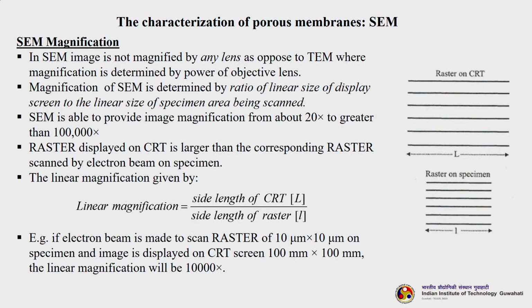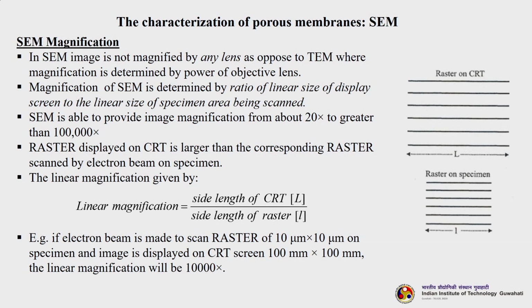Since it is a scanning process, the magnification is determined in a different way than that of a TEM. SEM is able to provide image magnification from about 10x to greater than 1 lakh x. The raster display on the CRT is larger than the corresponding raster scanned by the electron beam. You can see this is the raster that is getting displayed on the CRT, and this is actually larger than the raster on the specimen.